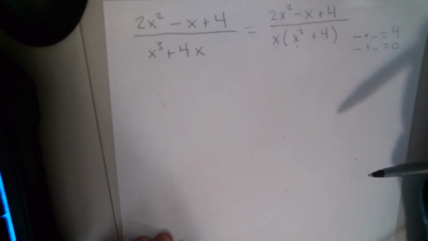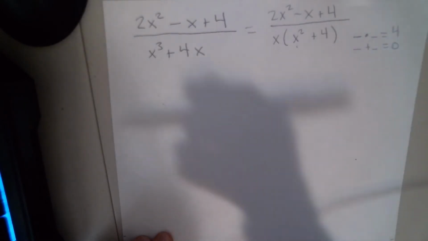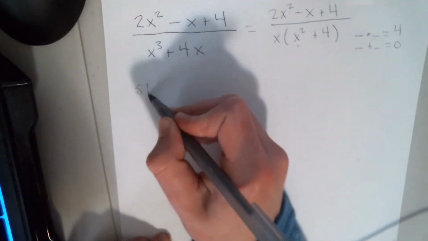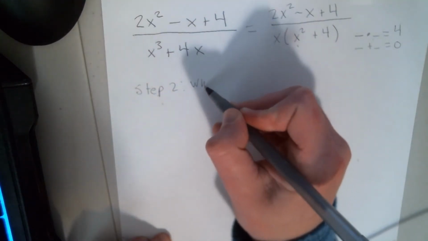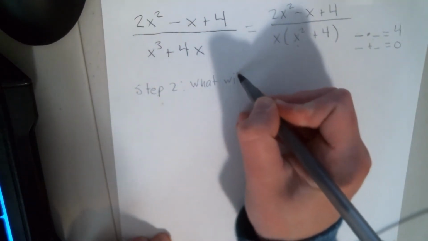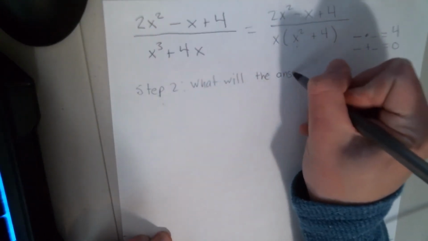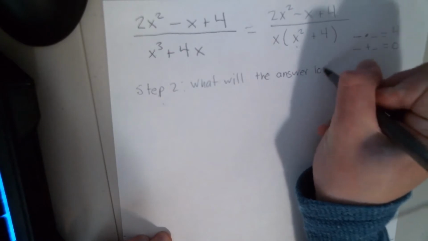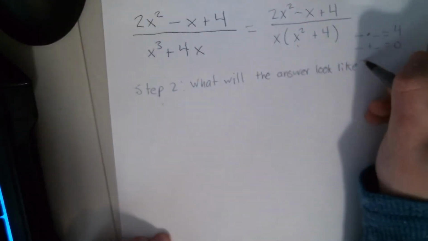So now that we have it factored, we want to write our answer. So we're doing step 2: what will the answer look like? We want to know what our final answer will look like.